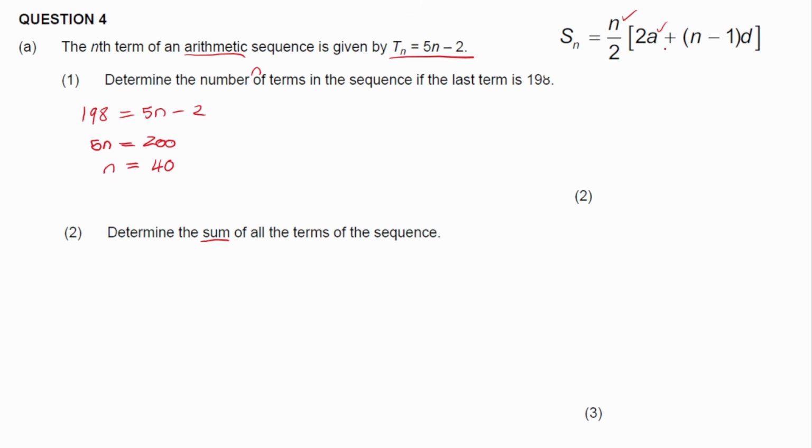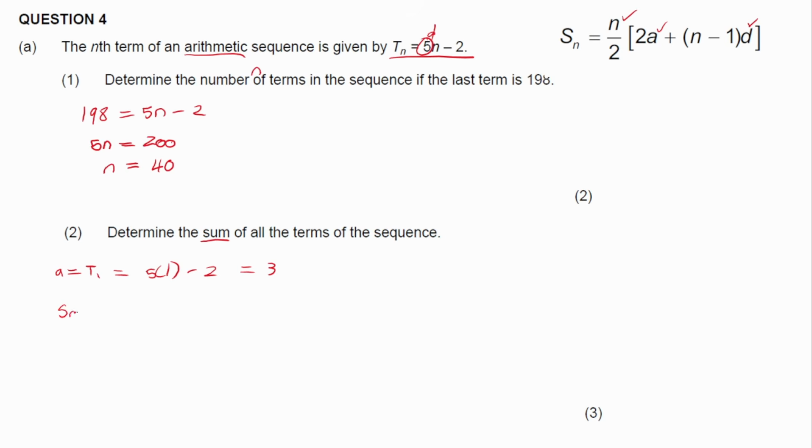a is just the first term in the sequence. And d is our common difference, which is just this coefficient of n. So this is d. To find a, a is equal to the first term. And that's just equal to, we use this formula over here, 5 times 1 minus 2, which is 3. So we know a is equal to 3.